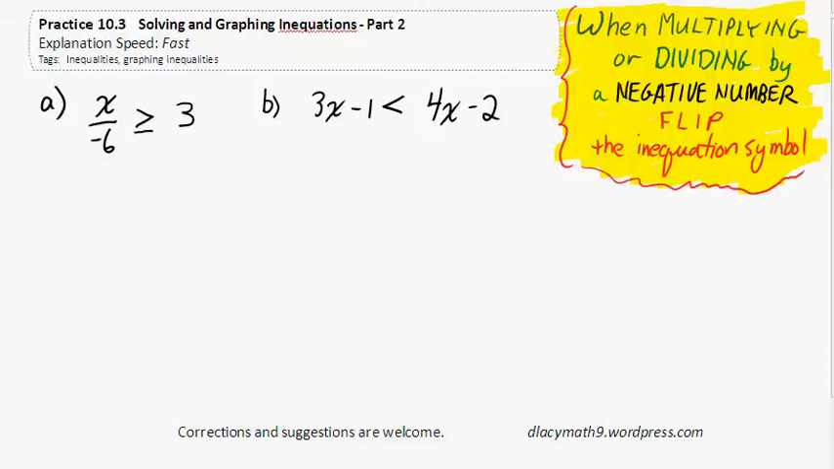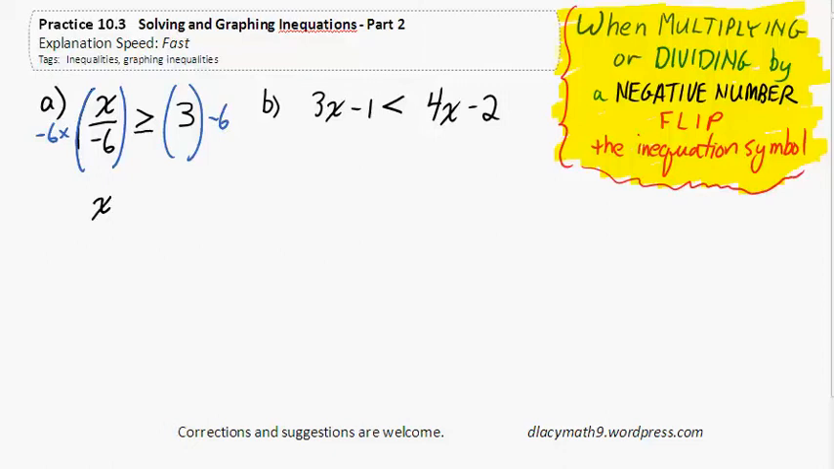Well, what I need to do to isolate x is to multiply both sides by -6. So -6 times that on the left, and also -6 times that on the right. So -6 times x divided by -6 is just x. That was the whole point of it.